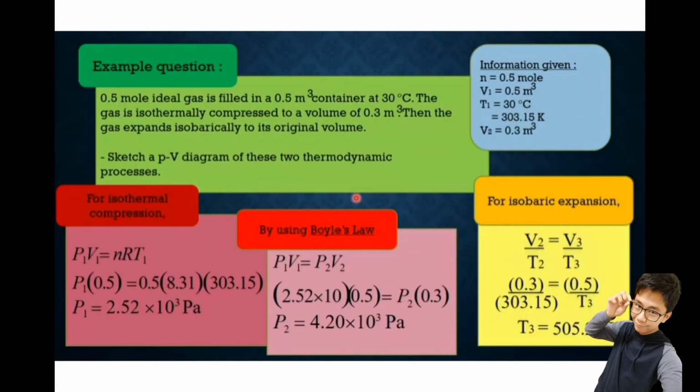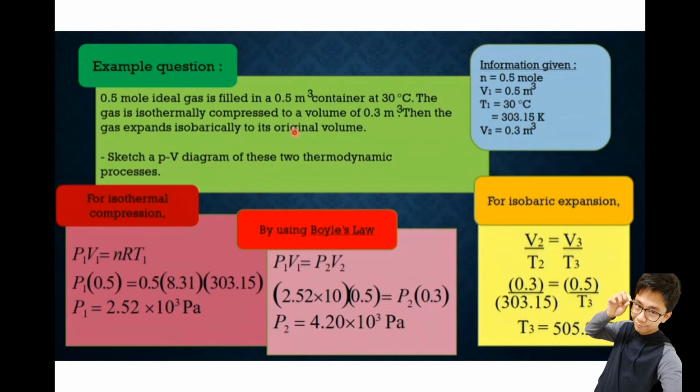Okay, here is an example question. Okay, 0.5 mole ideal gas is filled in a 0.5 meter cube container at 30 degrees Celsius. The gas is isothermally compressed to a volume of 0.3 meter cube. Then the gas expands isobarically to its original volume. Okay, so it asks us to sketch a PV diagram of these two thermodynamic processes.